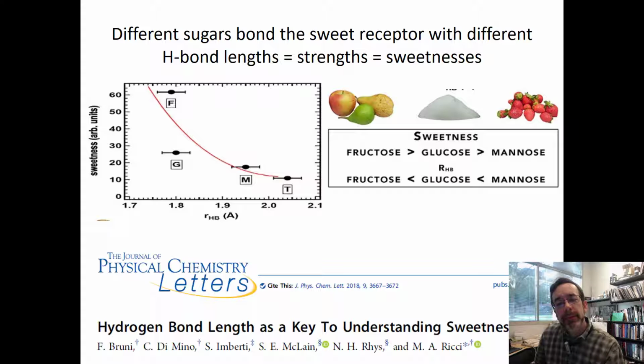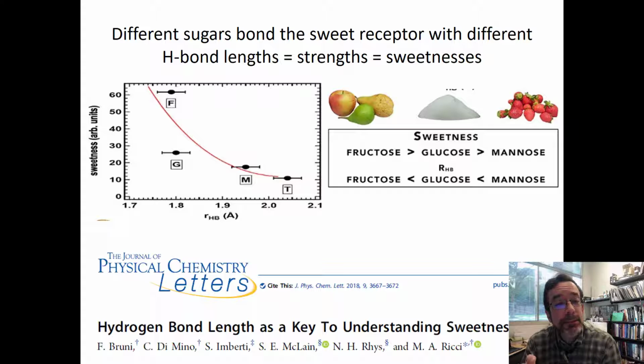Somebody looked at this and they tried to explain this for four different sugars right here. F is for fructose, G is for glucose, M is for mannose, and T is, I think, trehalose. It's some other sugar that starts with T. The thing about that is it is not very sweet. And what they did is they looked at how that sugar binds to the protein on the tongue that detects taste, the taste receptor in the tongue cells.